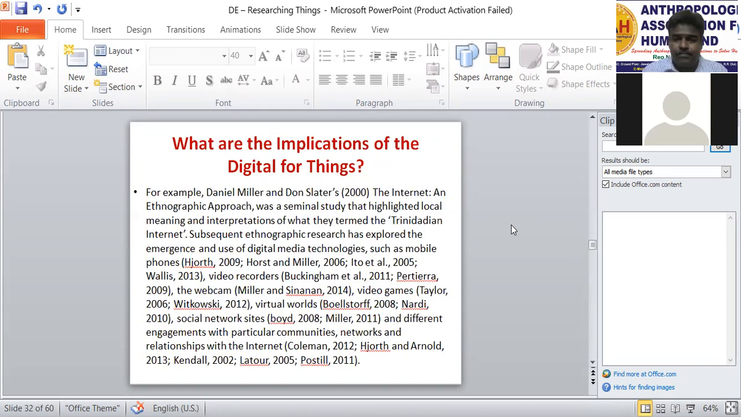For example, what are the implications of the digital for things? So now we discuss what are the implications of the digital for things. For example, Daniel Miller and Don Slater's publication in 2000, The Internet: An Ethnographic Approach, was a seminal study that highlighted local meaning and interpretations of what they termed the Trinidadian Internet.